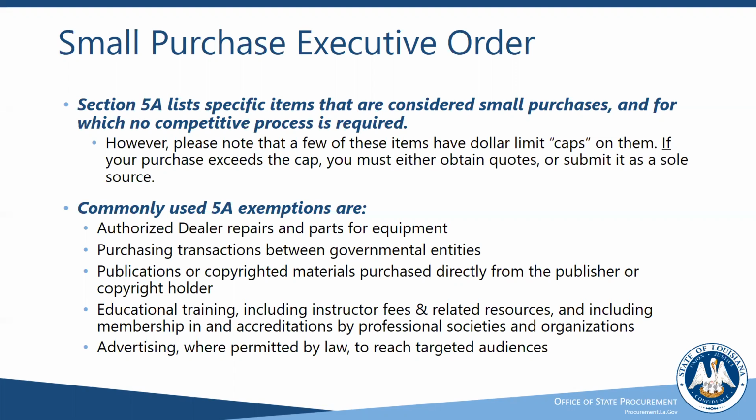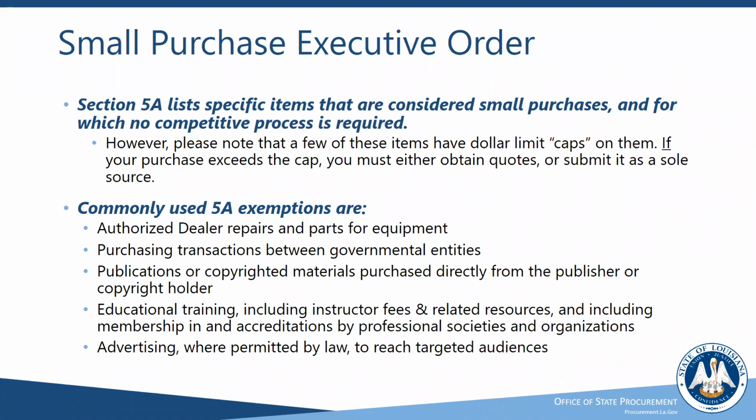All right, so the next slide is still covering the small purchase executive order. We're going to talk about Section 5A. 5A lists specific items that are considered small purchases and for which no competitive process is required. Please note that a few of these items do have dollar limit caps on them. So if your purchase exceeds the cap, you must either obtain quotes or submit it as a sole source.